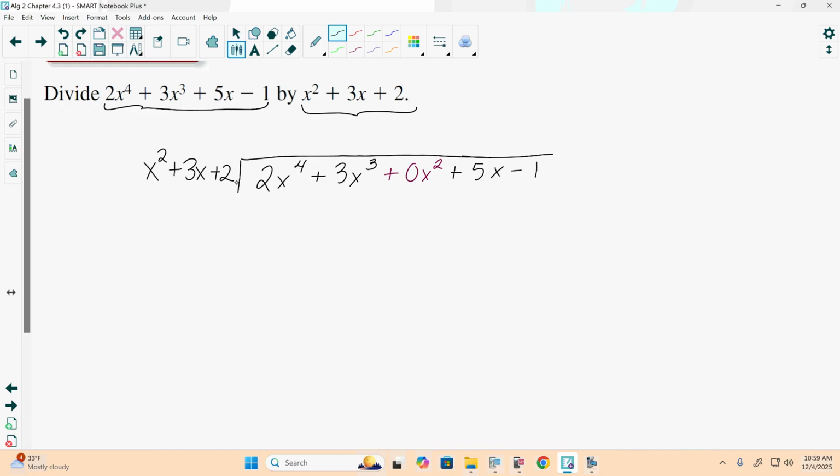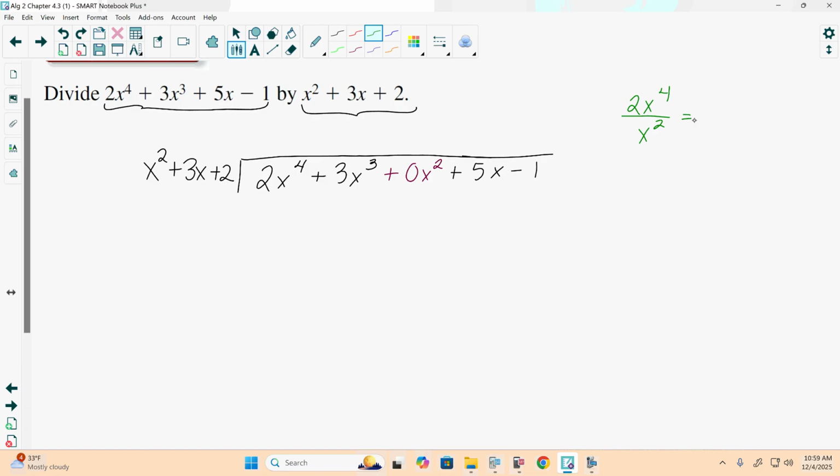Now, I've taught it this way for quite a while. To start the process, we need to really eliminate the first term. We need to get rid of it. So we would see what times x squared would give us 2x to the fourth. This is how I would normally approach this. But I think a little bit easier way is to take the first term inside divided by the first term outside. So 2x to the fourth divided by x squared.